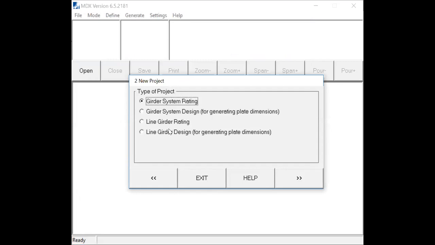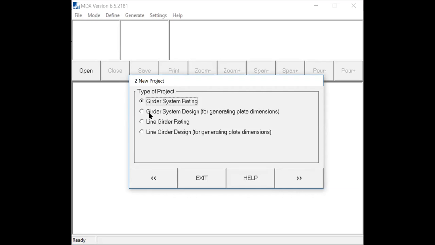After that, this window pops up and gives you 4 options: girder system rating, girder system design, line girder rating, and line girder design. We will use the girder system rating, and this option gives you the ratings for every girder line in this bridge, including both exterior and interior girders. For example, you have 10 girder lines in this example, and this gives you the maximum performance ratio for all 10 girders.